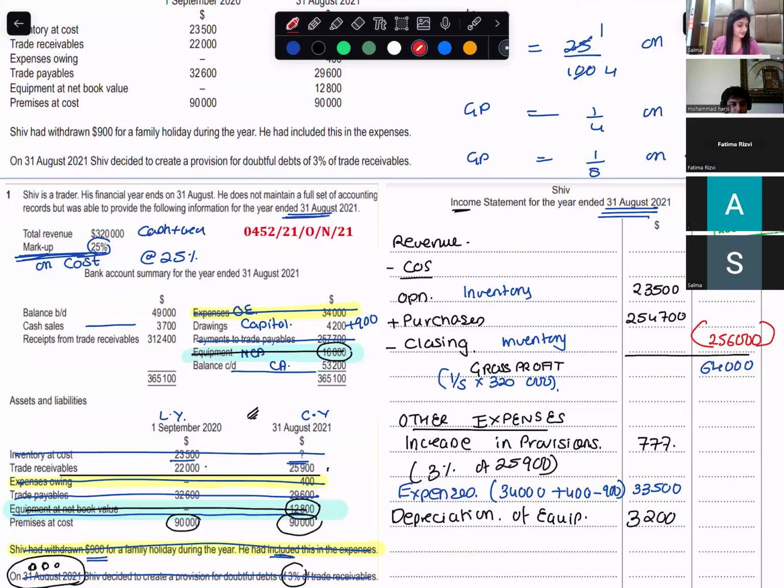How will you find the closing inventory? 256,000 minus 23,500 minus 2,547. Okay, this plus this minus this is giving this, so I will just do everything in reverse. 256,000, do the reverse things. Minus 254,700 minus 23,500. So 22,200. 22,200 is your closing inventory.